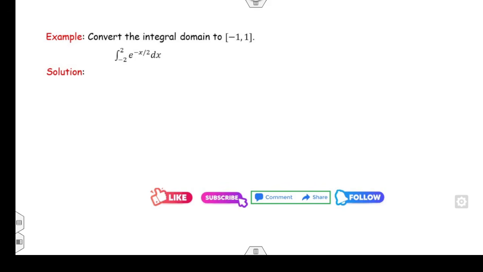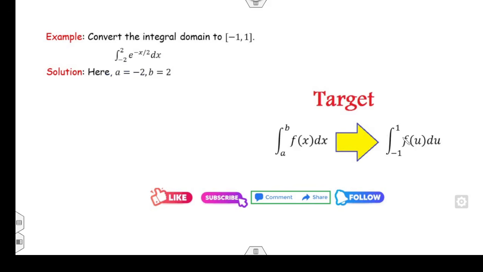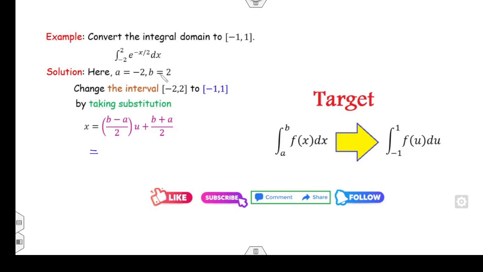Convert the integral domain minus 2 to 2 of e raised to the power minus x by 2. What is my a? A is my lower limit, minus 2, upper limit is 2, and my target is to convert to minus 1 to plus 1. I can use the substitution with b minus a, which is 4, over 2, and b plus a, which is 0. So that means x is equal to 2 times u. Fine. Now we need dx also. So what is the value of dx? dx is twice du.